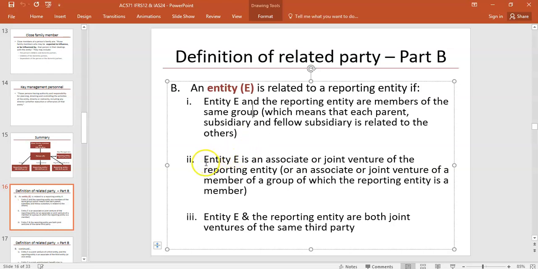If entity E is an associate or joint venture of the reporting entity, or of a member of the group. So for example, if entity E is an associate or joint venture of company X as the parent, or if entity E is an associate or joint venture of someone else in company X's group. So company X might be one subsidiary, and then the parent might have the associate entity E. So an associate and a subsidiary of the same parent will be related parties as well.